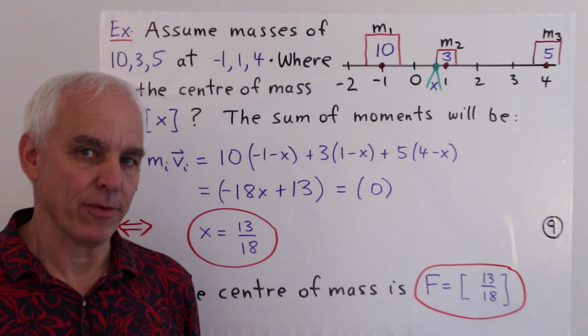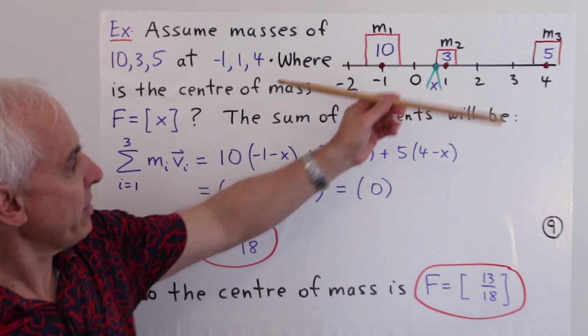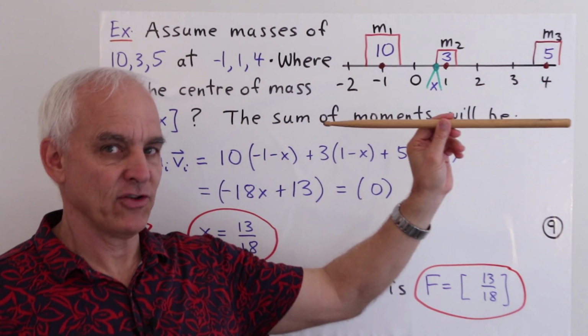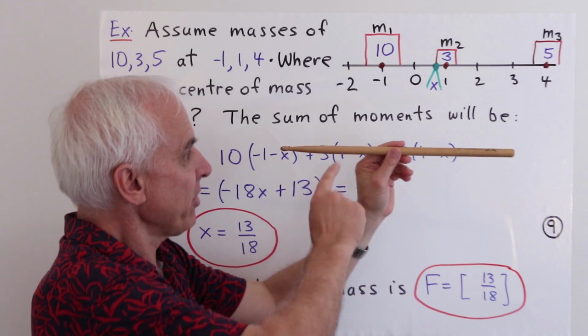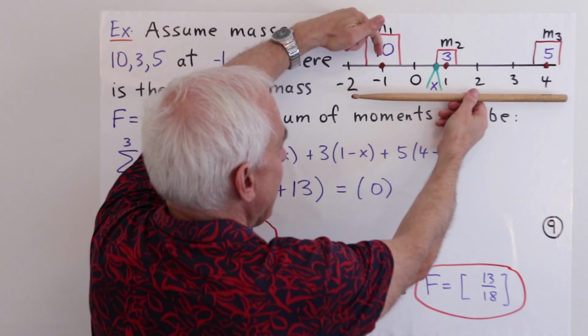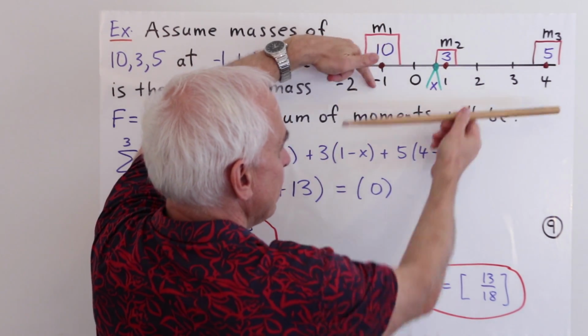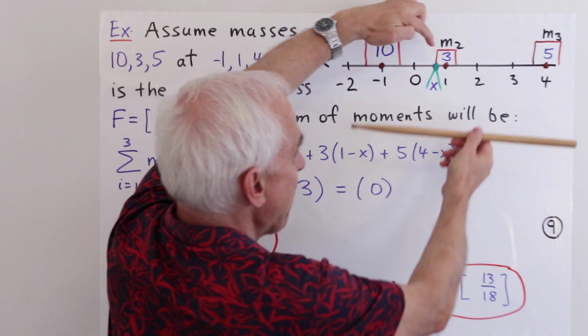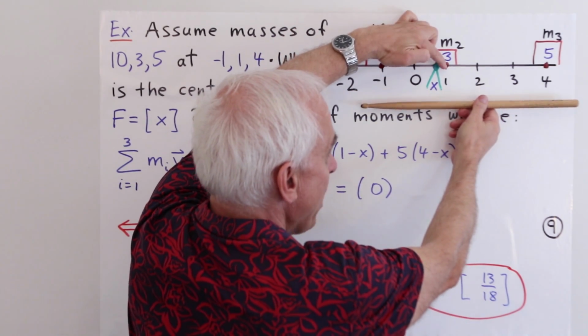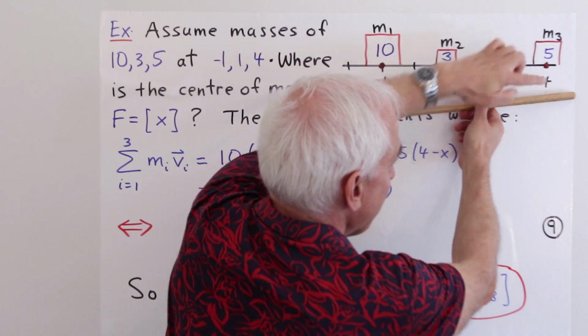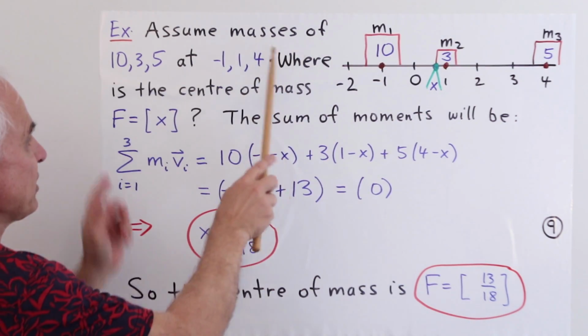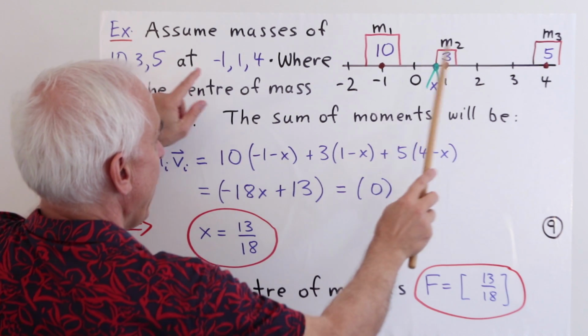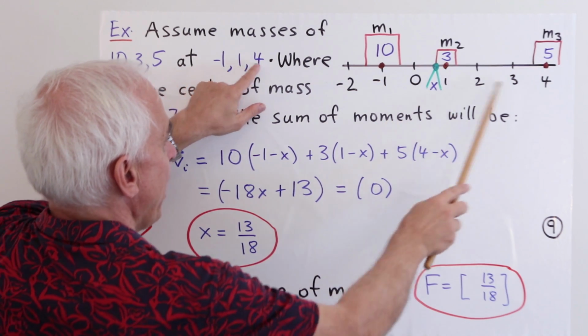So let's give an example. Suppose that we're in the one-dimensional situation and we have three masses now. And we know exactly where the masses are. So there's a mass of 10 at the point whose coordinate is -1. There's a mass of 3 at the point 1, and there's a mass of 5 at the point 4. So we're assuming masses of 10, 3, and 5 at -1, 1, and 4.